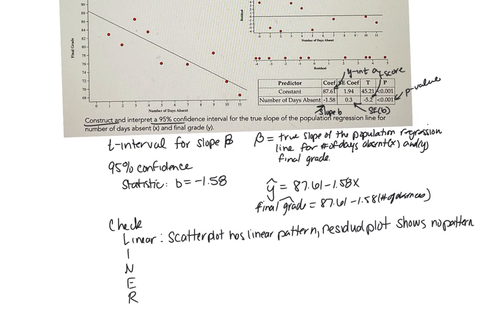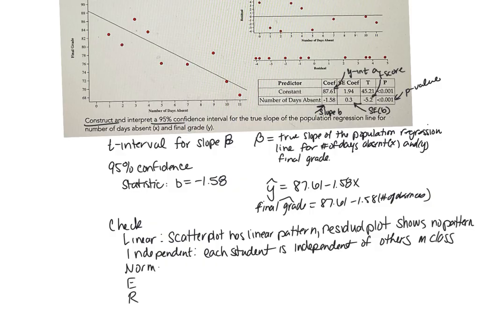I is independent. Each student's absences and grade is independent of each other. So each student is independent of others in the class.